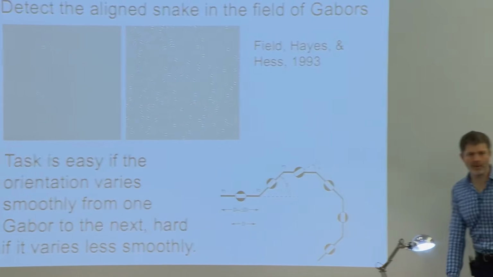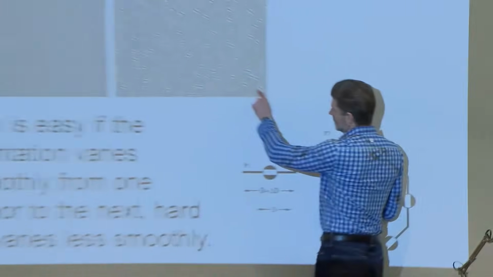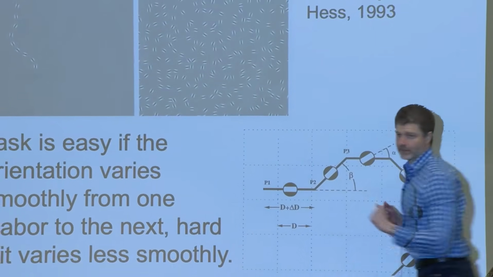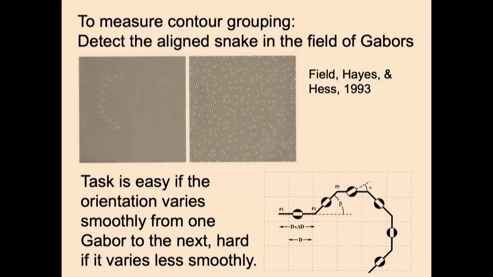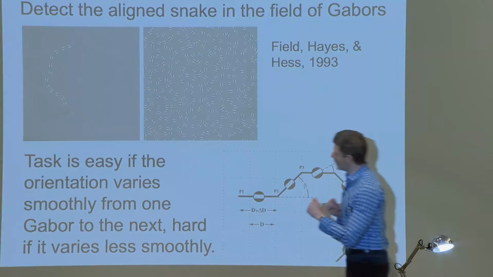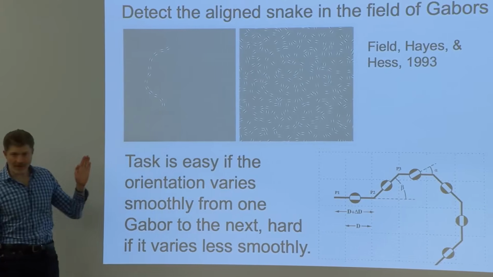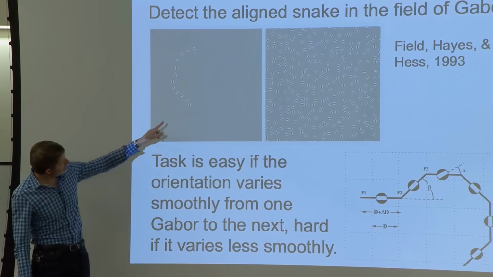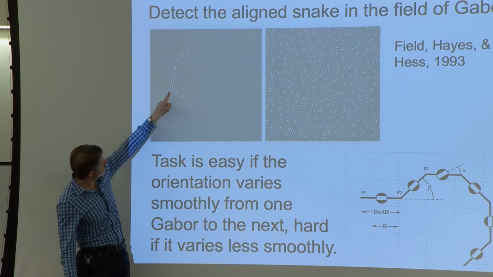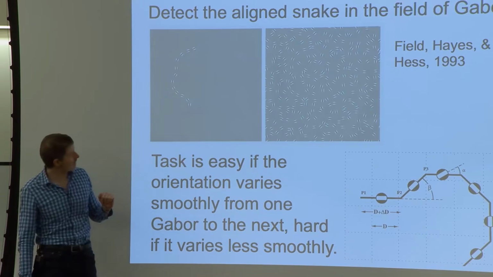Remember, Gabor functions are the product of a sinusoid and a Gaussian. So each one of these things is a Gabor function. They're all the same spatial frequency, but they're different orientations. And the idea is that this is a stimulus that contains a continuous contour amid a whole bunch of other Gabors. And the continuous contour is this one here. And what makes it a continuous contour is that there is this smooth relationship between position and orientation.